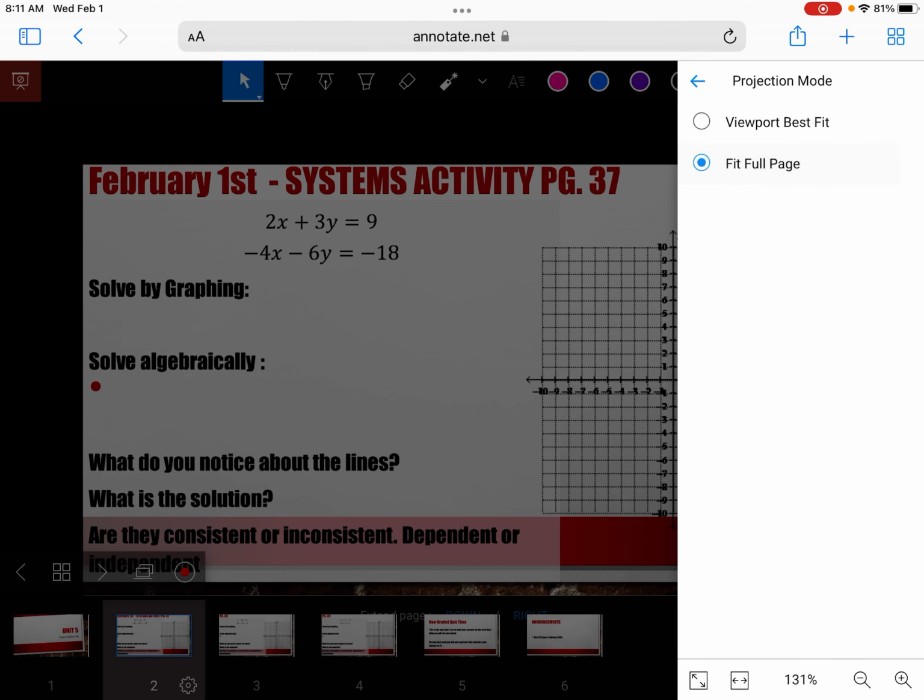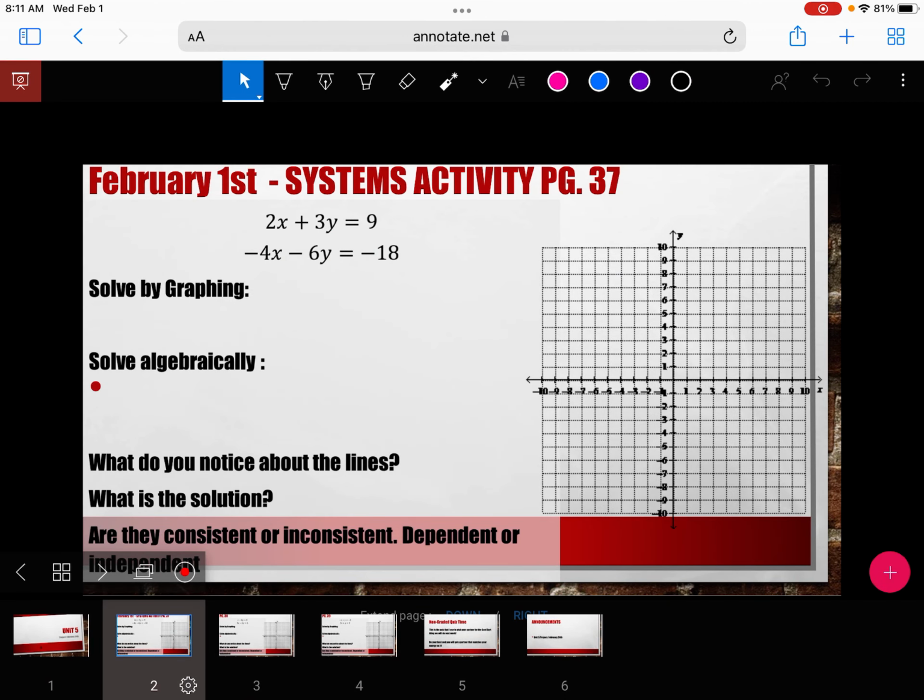So take a look at this. We've got two equations here. We're asked to find our system. We're going to solve it algebraically, meaning with numbers and calculations and adding and subtracting and stuff. Substitution or elimination. We did that kind of stuff yesterday. And we're going to solve it graphically.